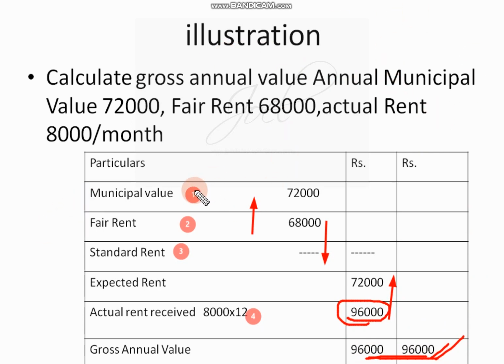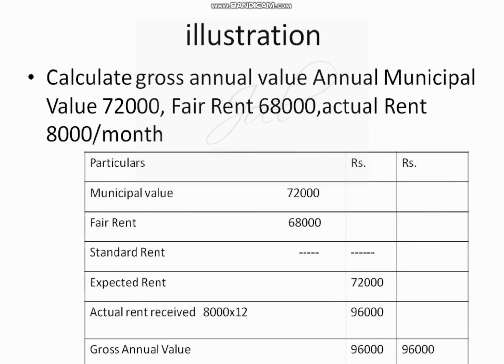So what we did: municipal value and fair rental value, the highest one is 72,000. That 72,000 and standard rent we are supposed to consider. Standard rent is 0 here, so 72,000 will remain the same. That amount and actual rent, the highest one is 96,000. 96,000 is my answer. So these are the things you should remember.